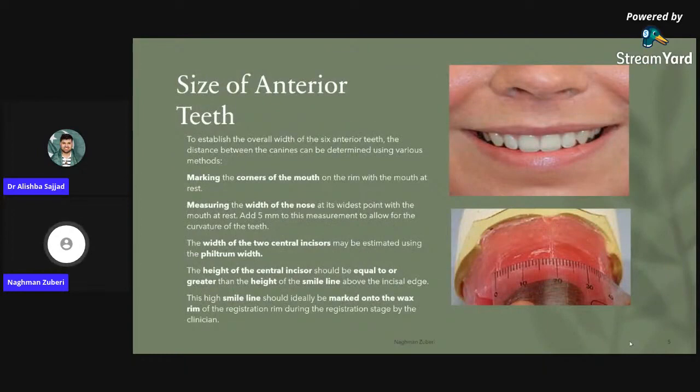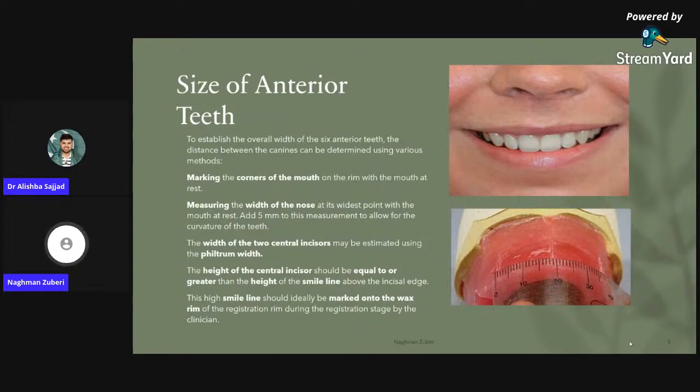The size of the anterior teeth is very important because otherwise aesthetics are going to be impaired, and definitely it will affect the phonetics as well. To establish the overall width of the six anterior teeth, the distance between the canines can be determined using various methods.